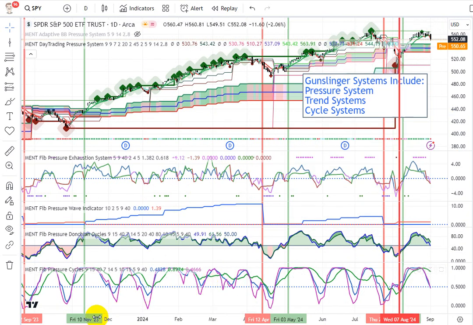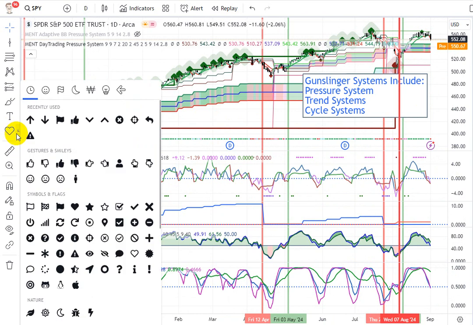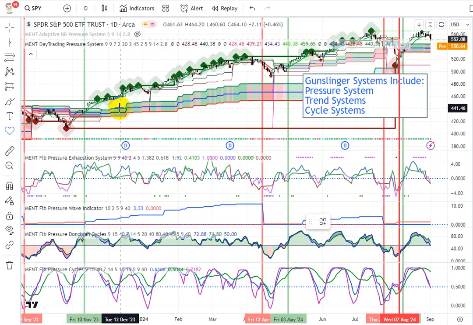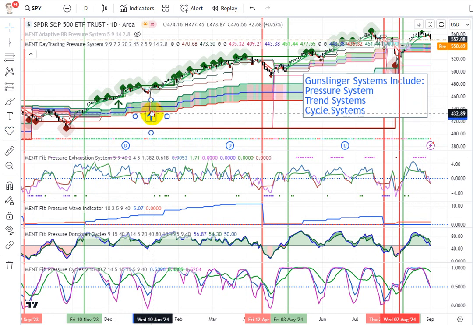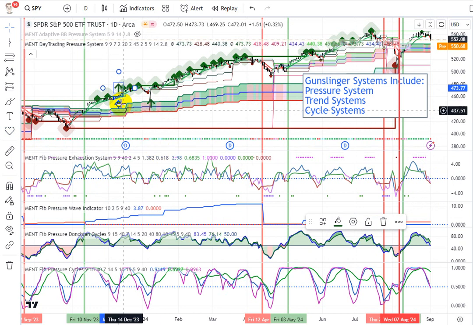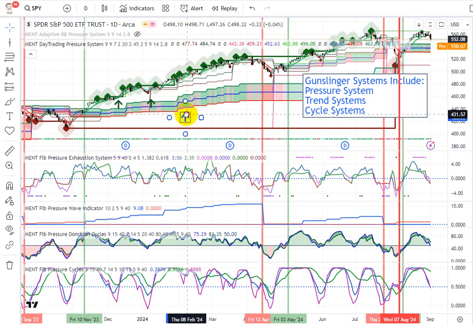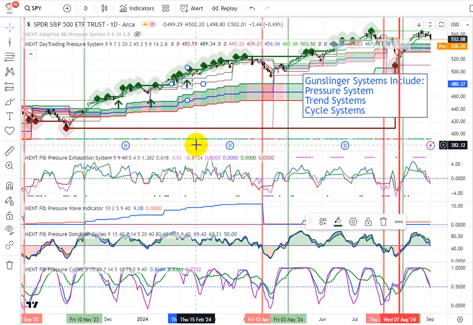Okay, so now look at these cycles. Nice solid pullback, nice hook to the upside. Hey, look at that. Nice solid buy trigger right there. These are cycles. There's our buy trigger. Come back over here. There's another hook. What do you know? Another buy trigger. Come over here. Look, another hook, roughly there. And then another hook.